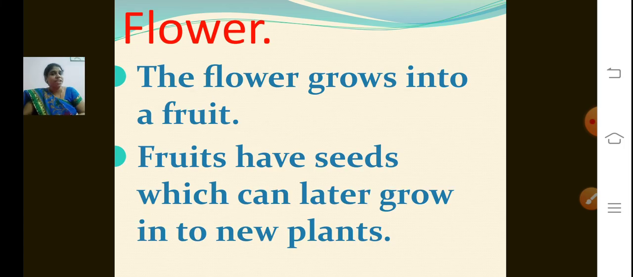And next we have flower. What is that? Flower. We'll see what is the function of a flower. Flower grows into a fruit. First it will be a flower, then it grows into a fruit.